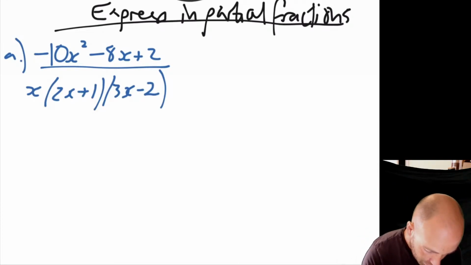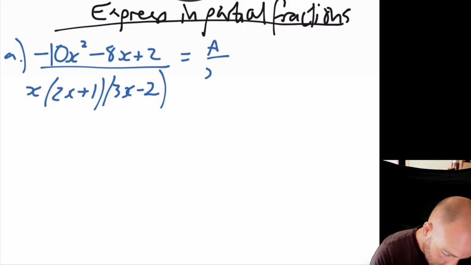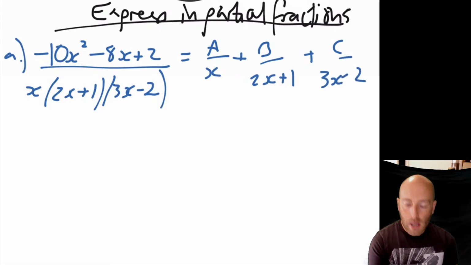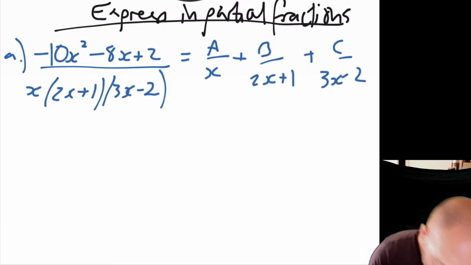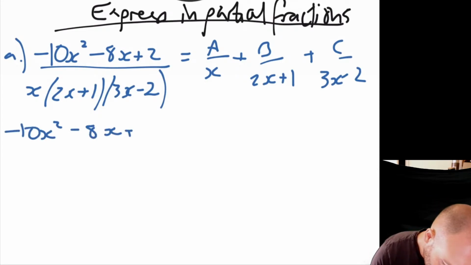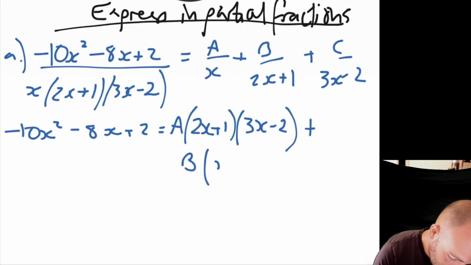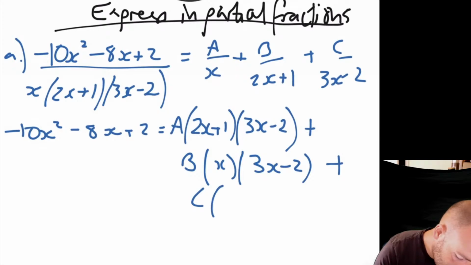So I'm going to turn this into A over x plus B over 2x plus 1 plus C over 3x take 2. And we can again skip the next step. So we need minus 10x squared minus 8x plus 2 is A times (2x plus 1) times (3x take 2) plus B times x times (3x take 2) plus C times x times (2x plus 1).